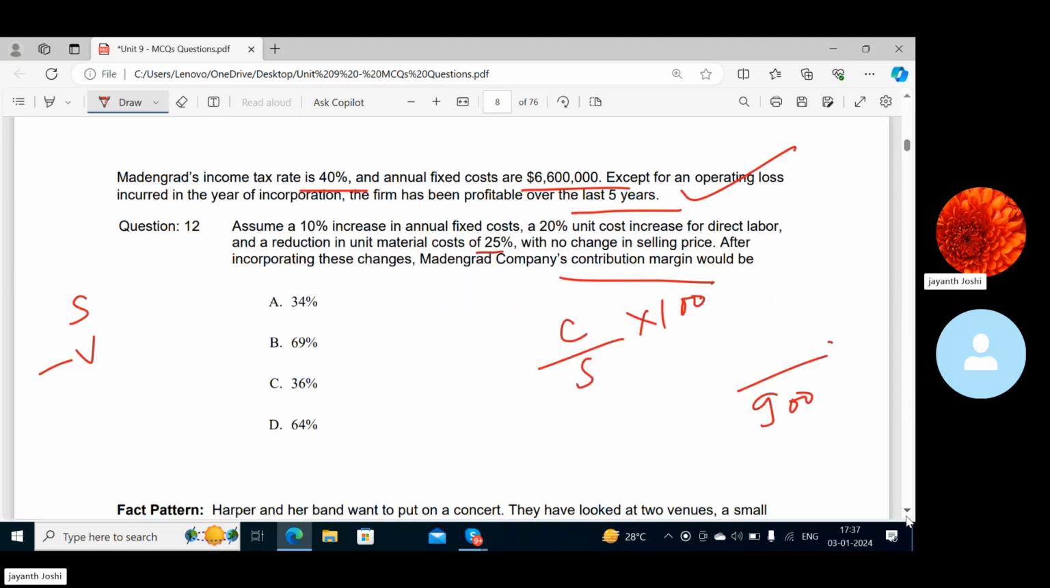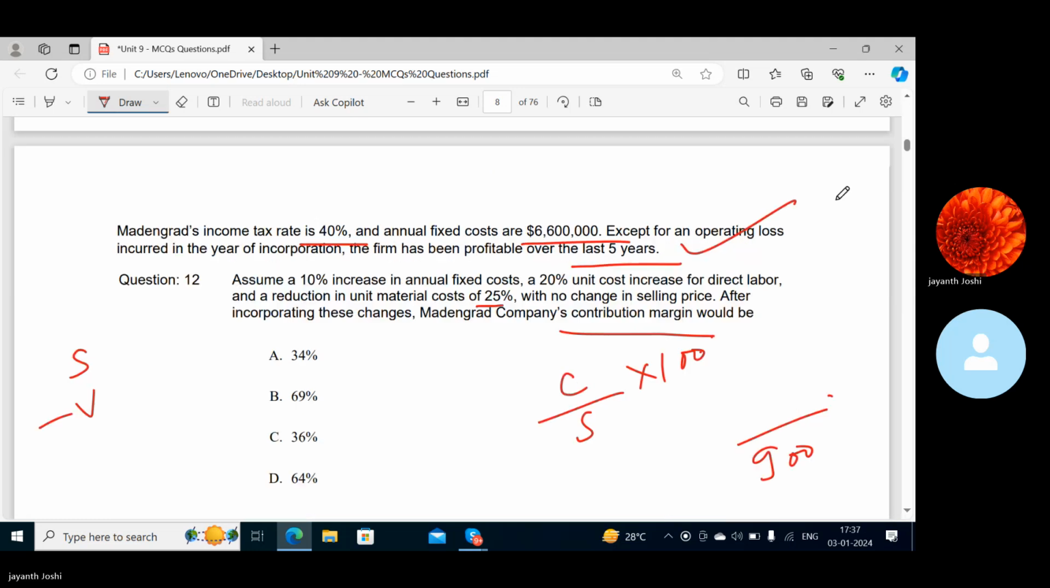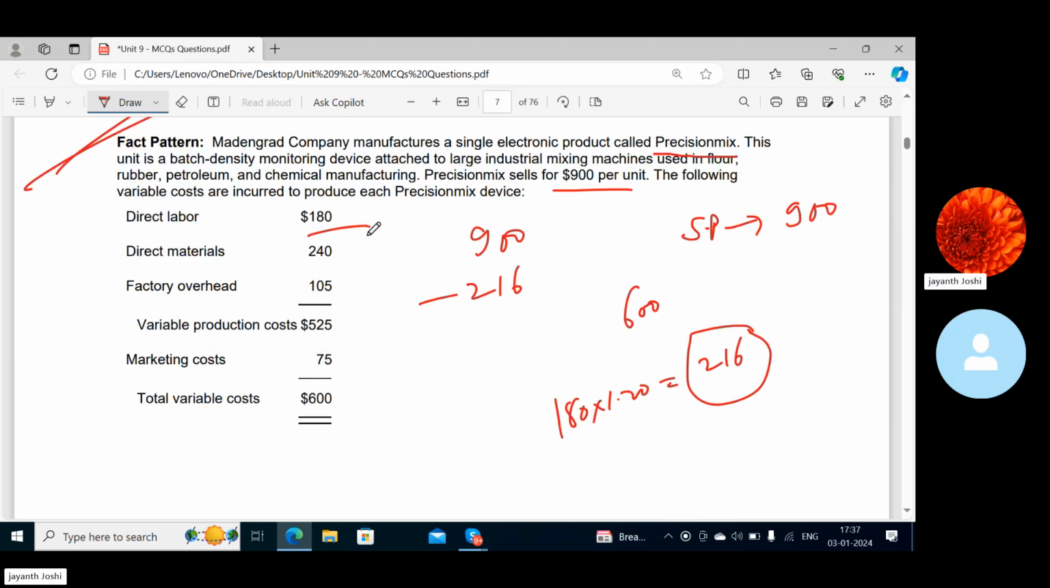And what other things are there? A 20% increase in fixed cost is of no use to us. And a reduction in unit material cost of 25% with no change in selling price. So variable cost is how much? Unit 525, right? Yes. So total variable cost is 600.